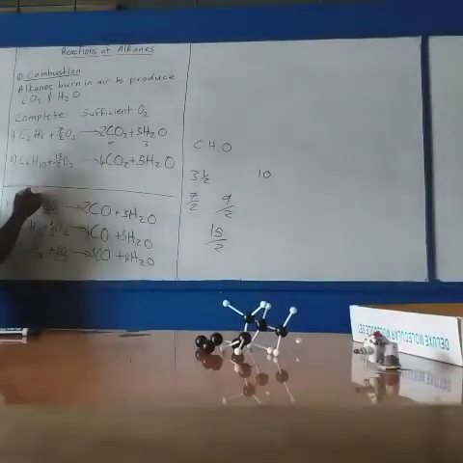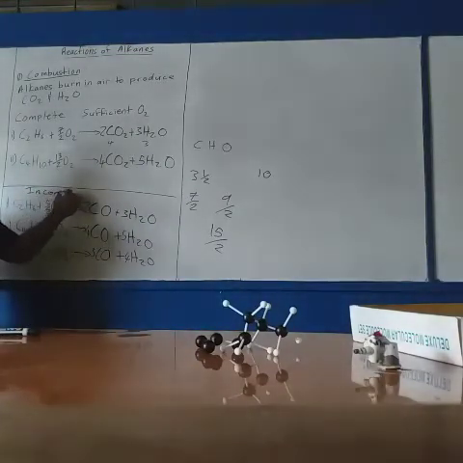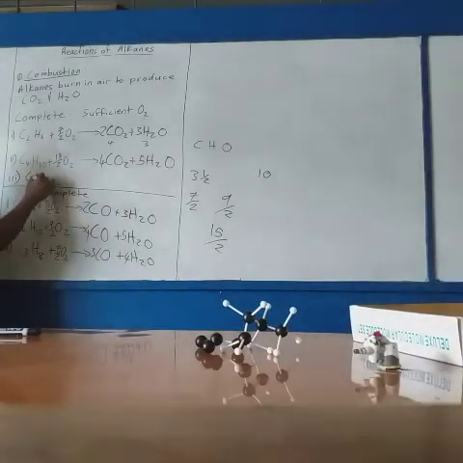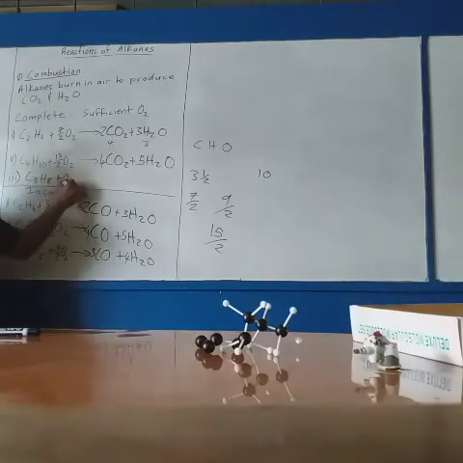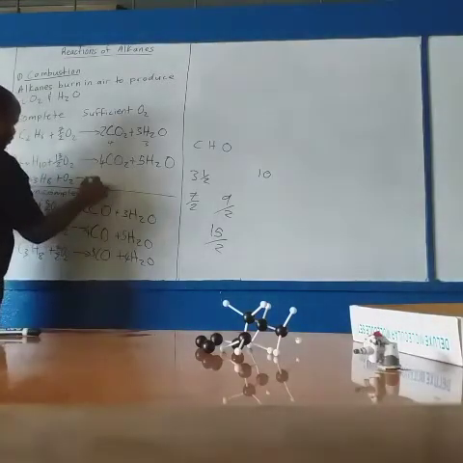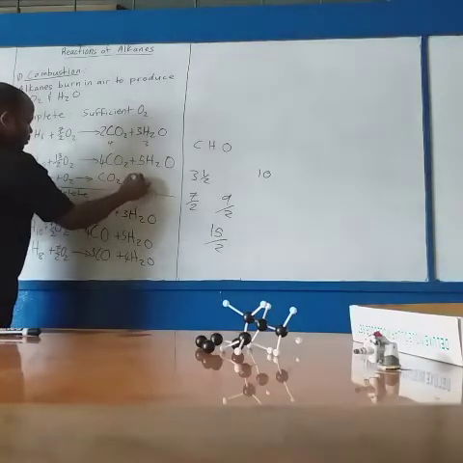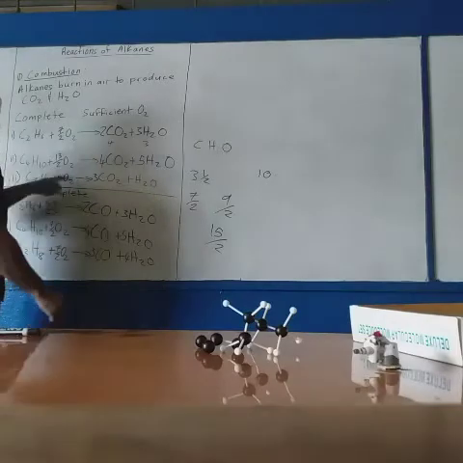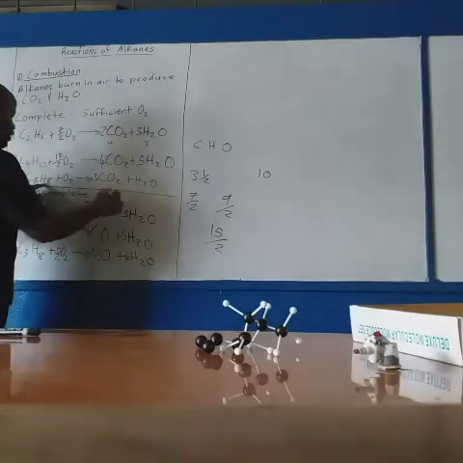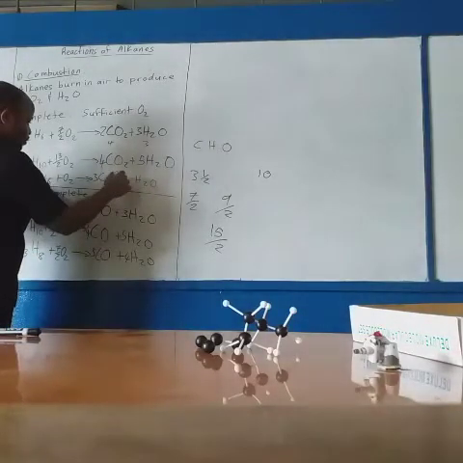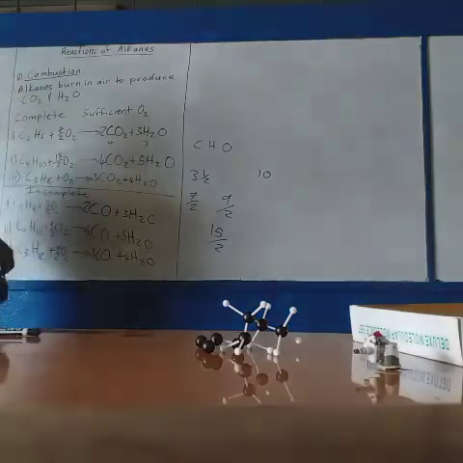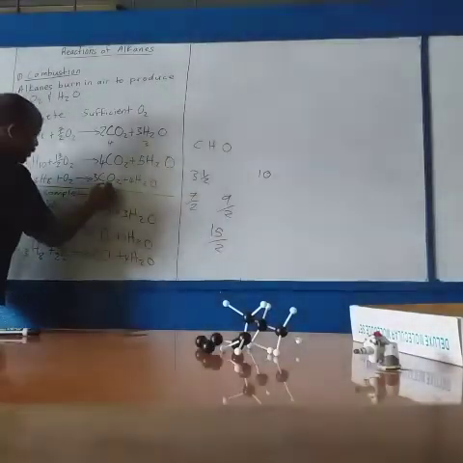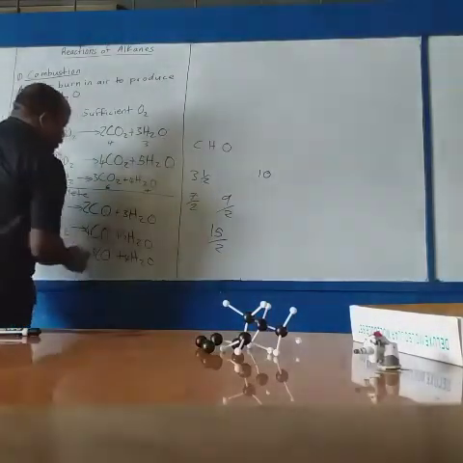So this part is the incomplete. So C3H8 plus O2. 3 carbons, 8 hydrogen. So we need 4 hydrogen. Alright, so 3 2 6 oxygen, 4 1s 4. So 6 oxygen is here and 4 oxygen is here.